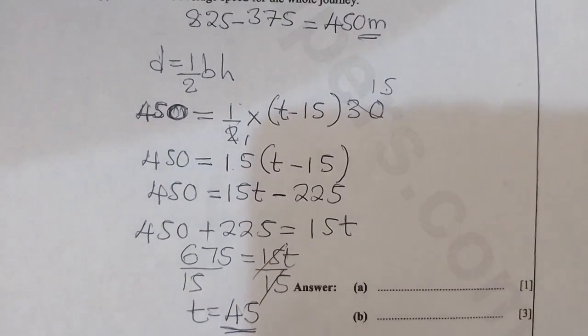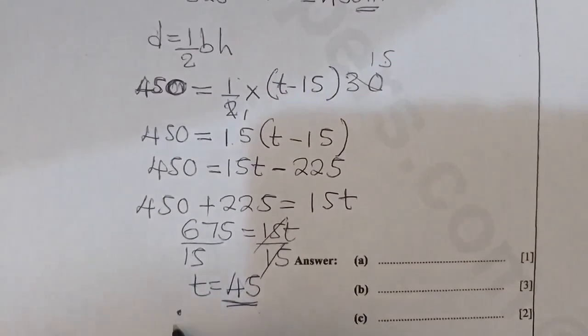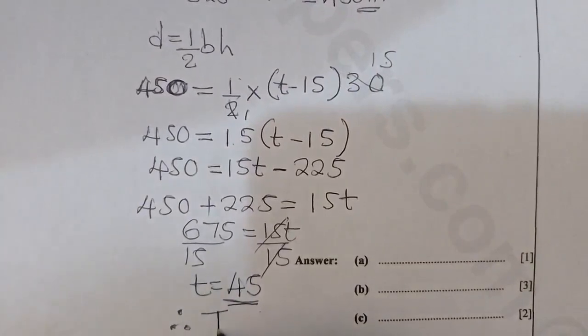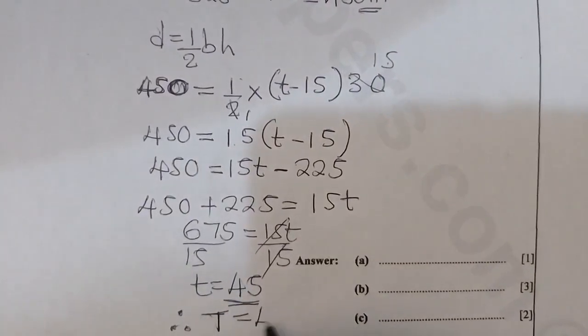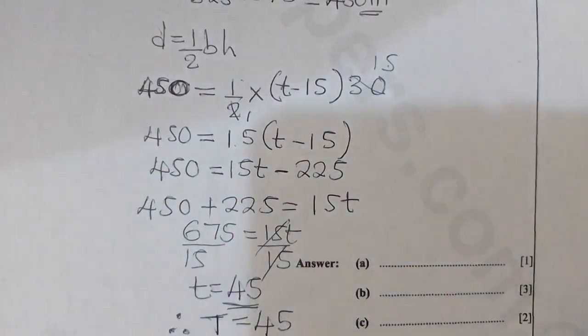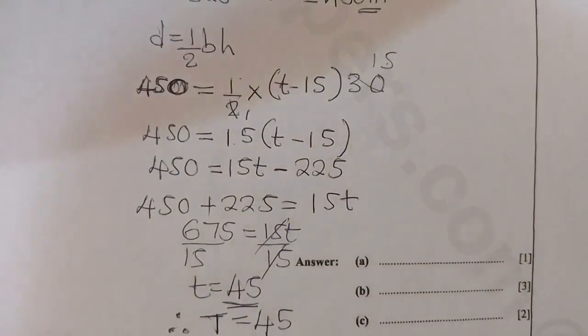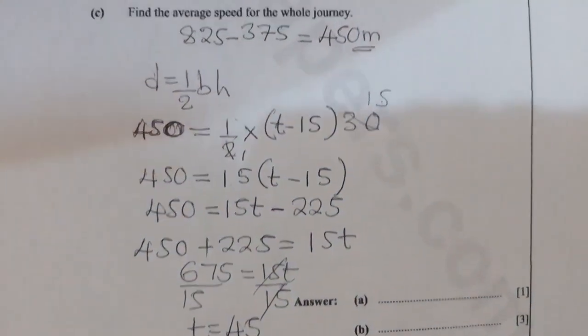Since they were using a capital letter T, you can just conclude and follow what they are doing. You say T is equal to 45. Capital letter T is equal to 45, like that. So these are the procedures that you are going to do. Then you move to the last question.